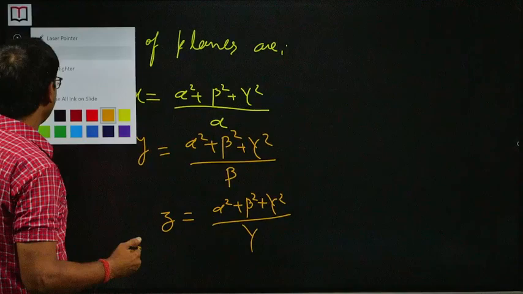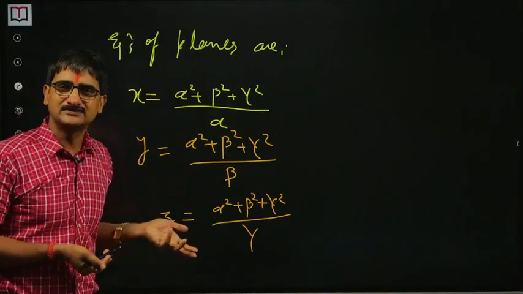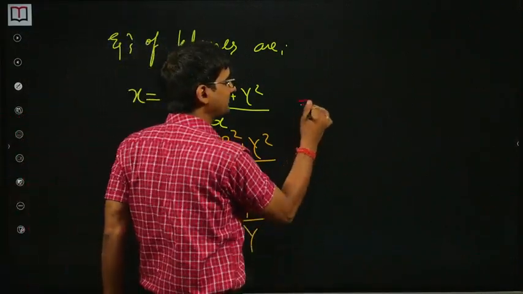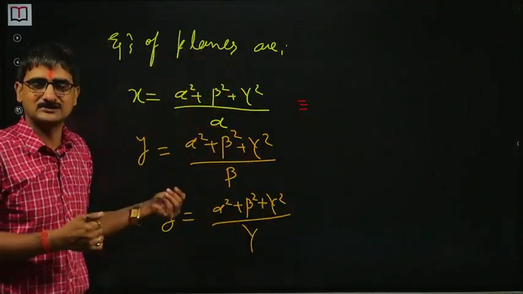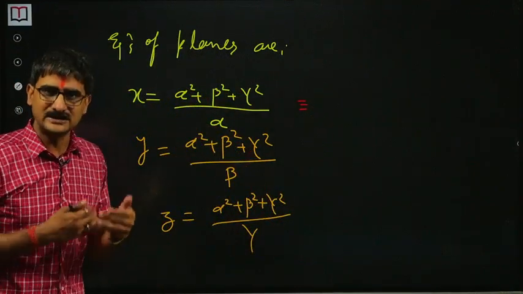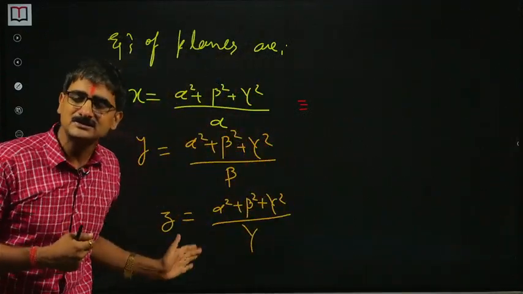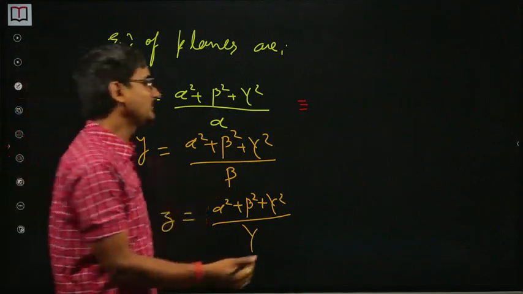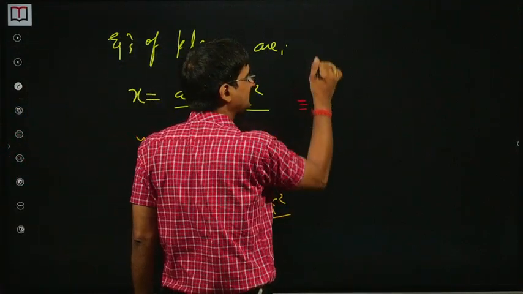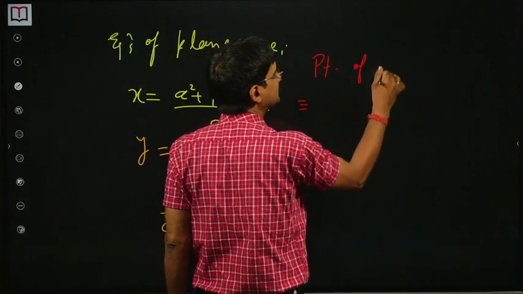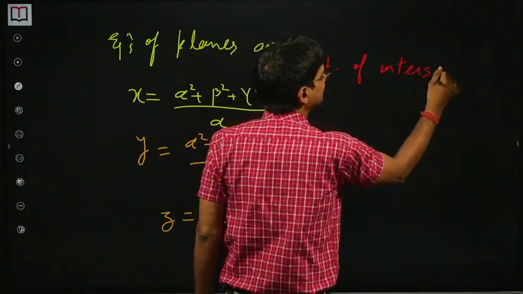Now these are three planes. So at what point will they intersect? You don't have a choice. Since x is fixed, y is a constant, z is a constant, free from x, y, z, of course the point of intersection is determined. See, it's simple, isn't it?